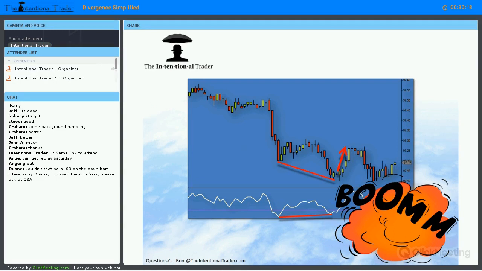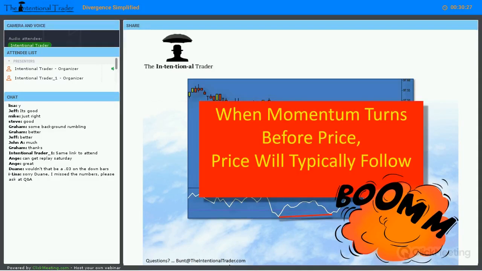And here's the most important thing that you're going to learn today. When momentum turns before price, price will typically follow. I say typically, I'm going to say almost always, but not always, because nothing always happens in trading, right? That would be too easy.